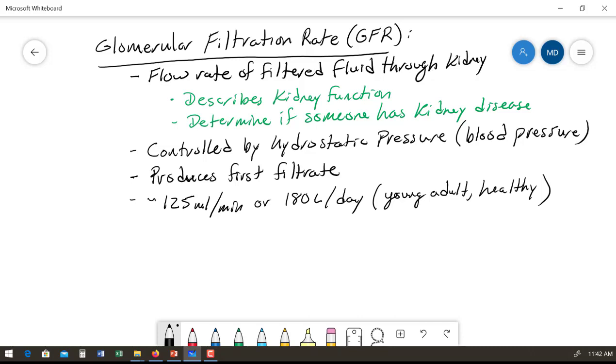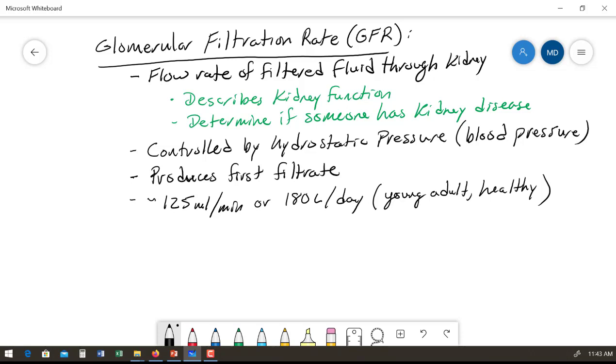Now, I want you to look at these numbers and kind of be amazed by them. So think about this. You have about 4, maybe 5 liters of blood in your body. For a 180-pound man, that's about 5 liters of blood. And you're producing 180 liters per day of filtrate, of what we call pre-urine. That's a huge amount. That means your blood is getting filtered somewhere around 30 to 35 times per day, and that fluid is coming off as filtrate.